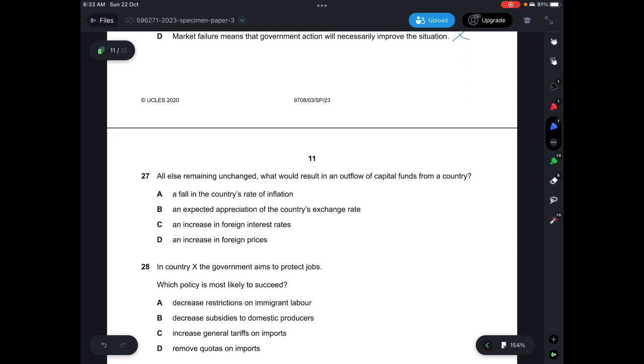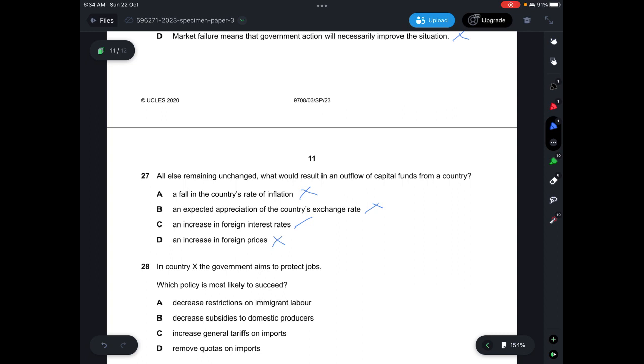27, all else remaining unchanged, what will result in an outflow of capital funds from the country? So A, it says a fall in the country's real inflation. This one is incorrect. B, it says an expected appreciation of the country's exchange rate. This one is incorrect. And C, it says an increase in foreign interest rate. Yes, is the answer. And D, it says an increase in foreign prices. Wrong. If there's an increase in foreign prices, then people will be inclined to buy local goods. That's why the capital funds would not flow out of the country.